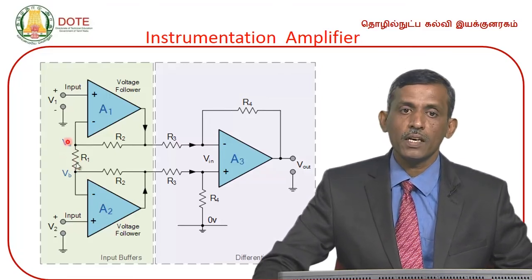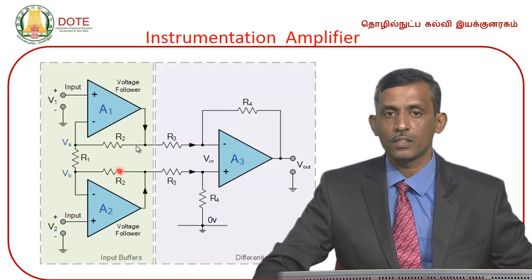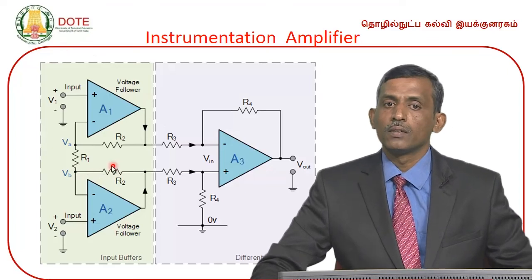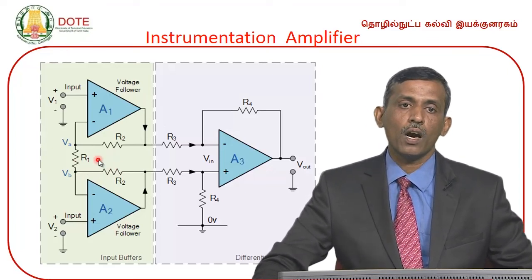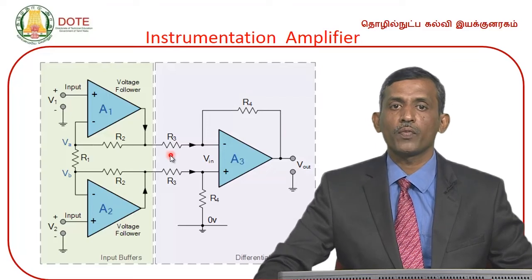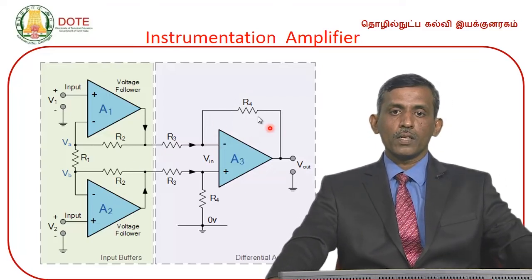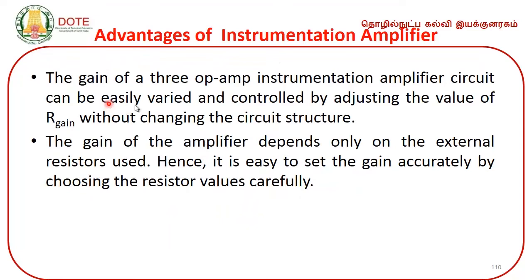By changing the resistance R1, you can comfortably change the gain of this stage circuit, right? So by changing R1, you can change the gain of this instrumentation amplifier effectively. So that is the advantage of this instrumentation amplifier. The gain of the 3 op amp instrumentation amplifier circuit can be easily varied and controlled by adjusting the value of R gain, that is R1 here.